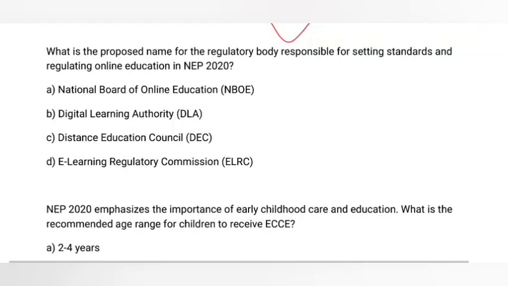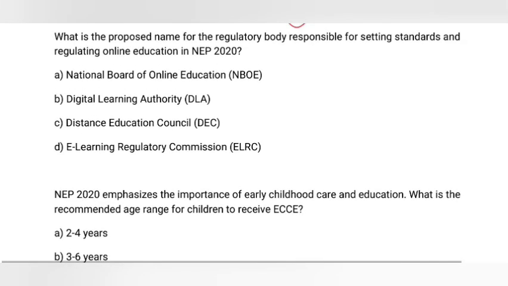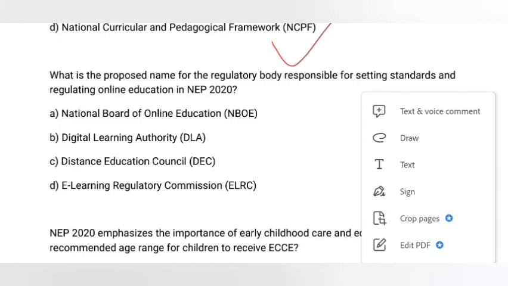Next, what is the proposed name for the regulatory body responsible for setting standards and regulating online education? This we have already talked about. That will be NBOE, National Board of Online Education.